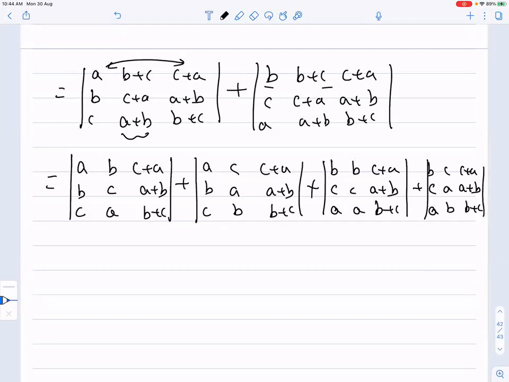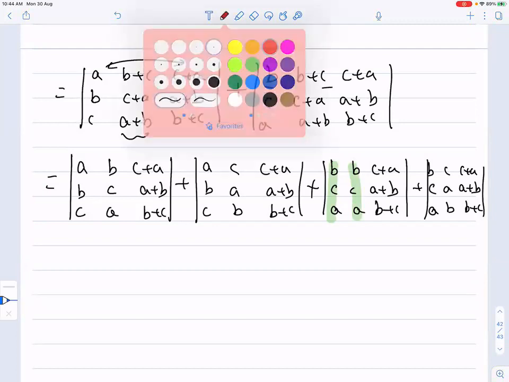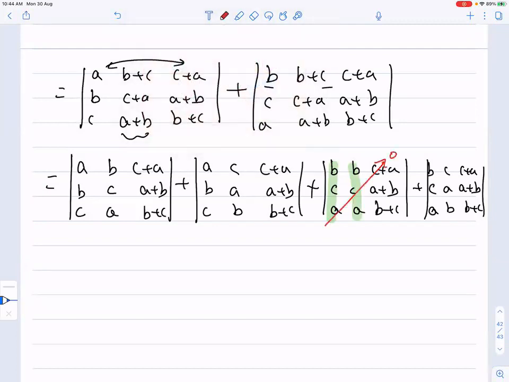Now, before we go to the next step, in this, two columns are the same. Its value should be 0. In a determinant, if two rows or two columns are the same, the value should be 0. Correct, students? So that entire thing is gone. Now I'm breaking further the rest of them.